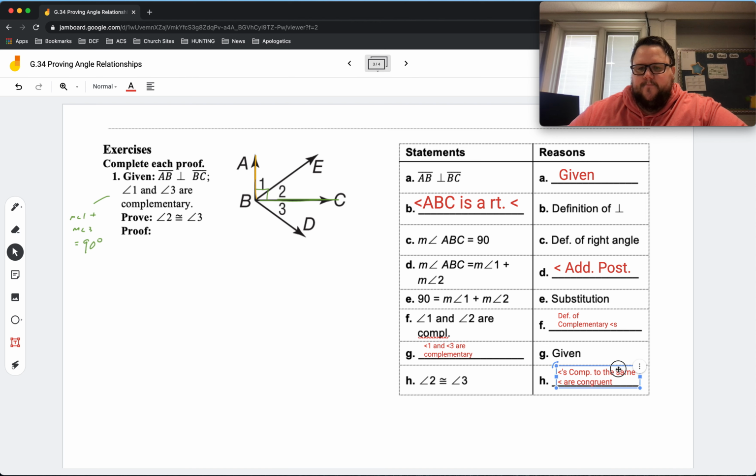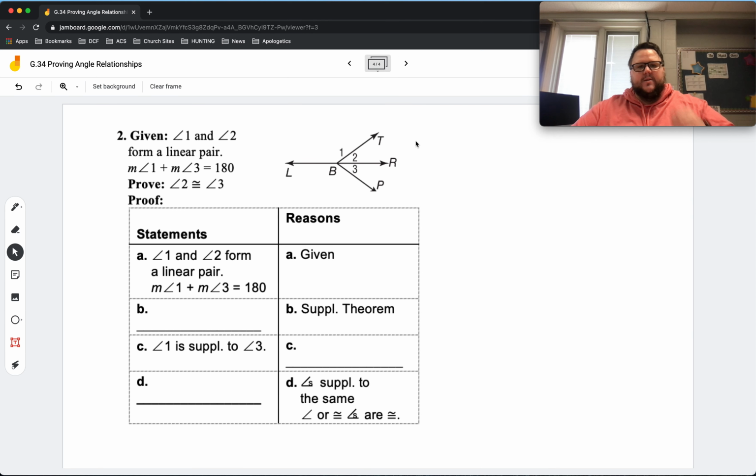And that's our answer. And so we just proved that angle 2 is congruent to angle 3 by using what we've just learned. All right, our next proof is our last proof that we're going to do, and then you guys have to make sure that you fill out your answers.